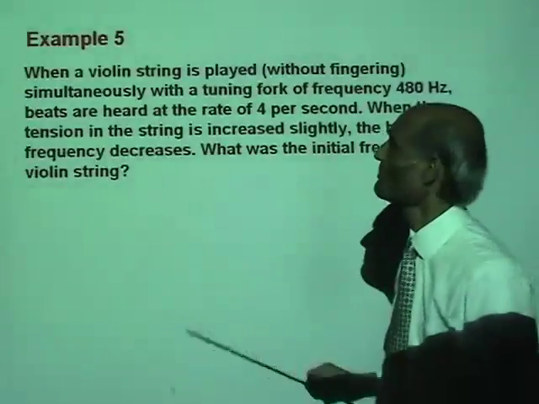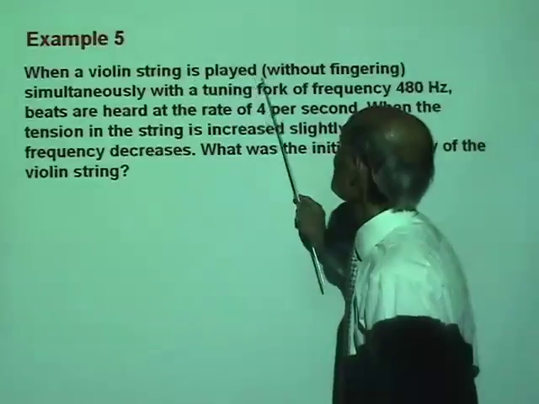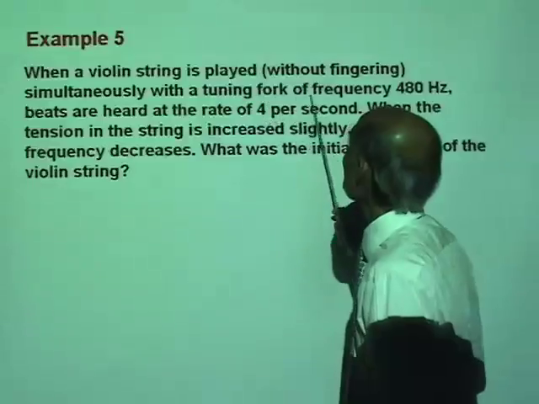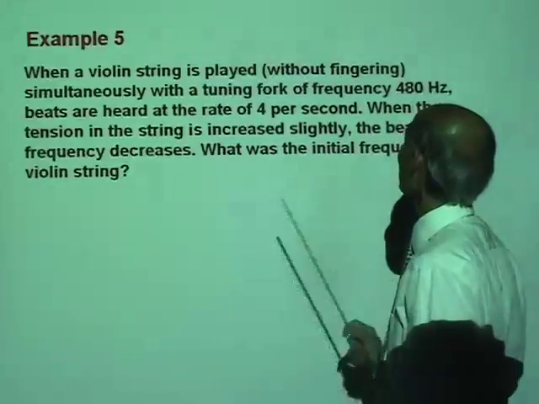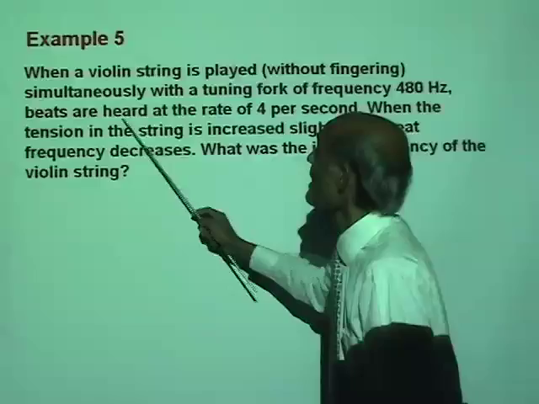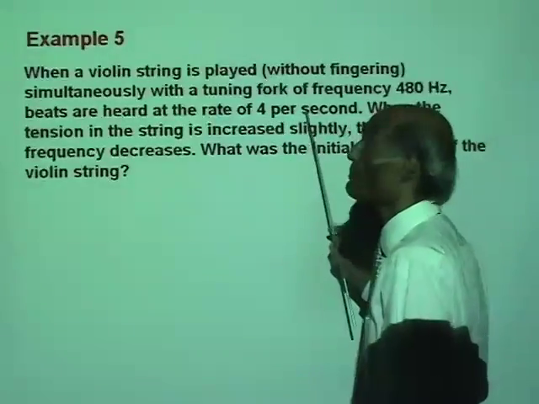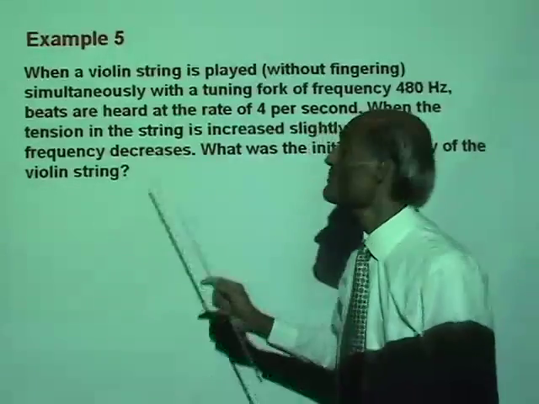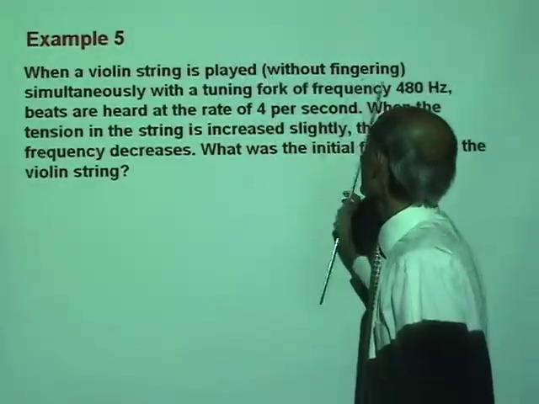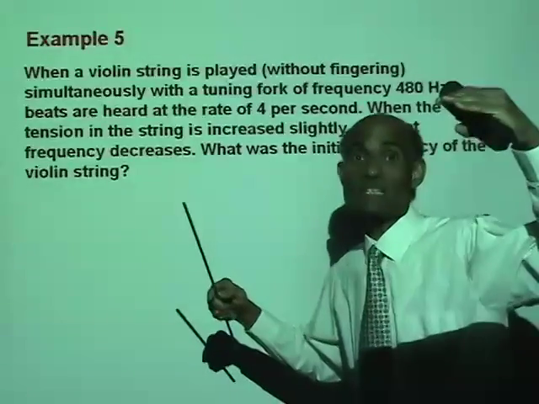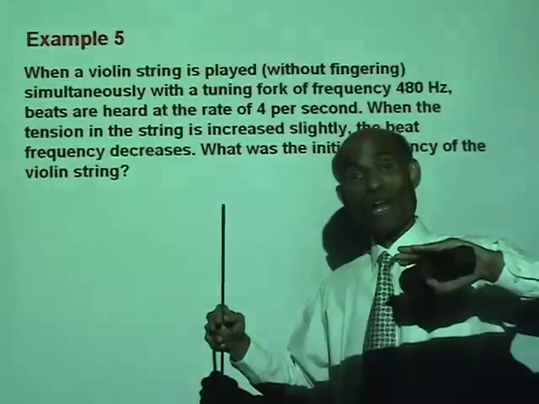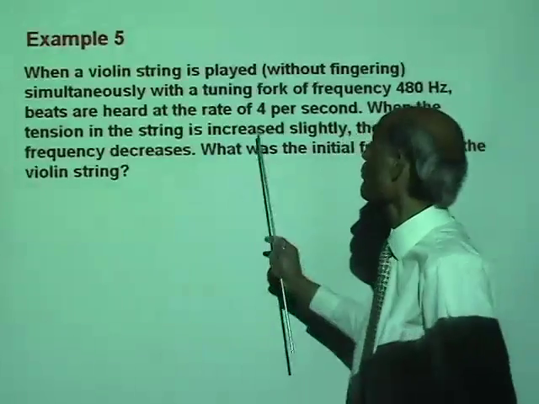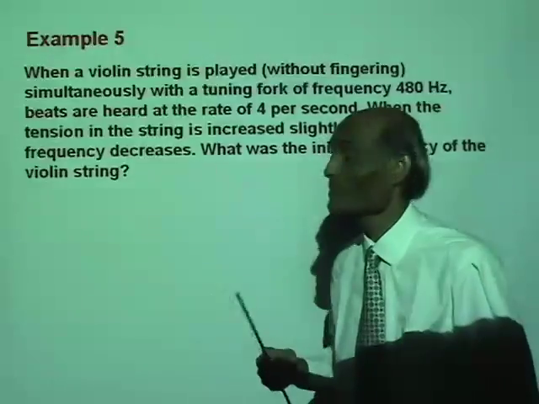Alright, let's look at another problem. When a violin string is played without fingering, simultaneously with a tuning fork of frequency 480 Hertz, beats are heard at the rate of 4 per second. 4 beats are heard per second. It means the frequency of the violin string is either 4 greater than 480 or 4 less. The beat frequency only tells you that there is a difference of 4 Hertz between the frequencies.